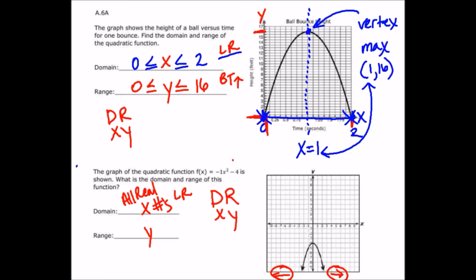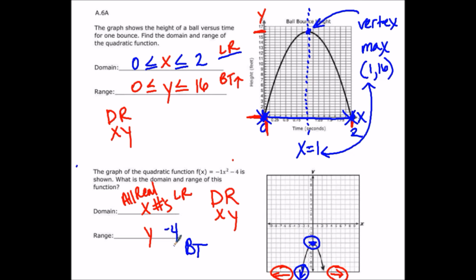Now let's look at the range, which is your y. Remember, started from the bottom, now we're here. Now in this case, the bottom, the arrow, goes on forever. So we know the bottom goes on forever, but the top has a stopping point. Therefore, one stopping point means one inequality. And where does it stop? 1, 2, 3, 4. It stops right at -4.